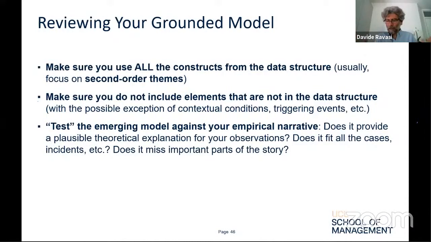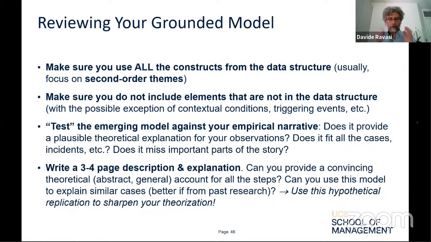And then you write what I've mentioned already in the past, a 3-4 page description and explanation of the model. Abstract, general, an account, an explanation of how the model works that doesn't refer to your empirical observations anymore. You have to be able to explain your model in 3-4 pages without ever a single time referring to your empirical observations. That's the only way in which you can claim its transferability, because otherwise it will still be presented as a description of something that happened.